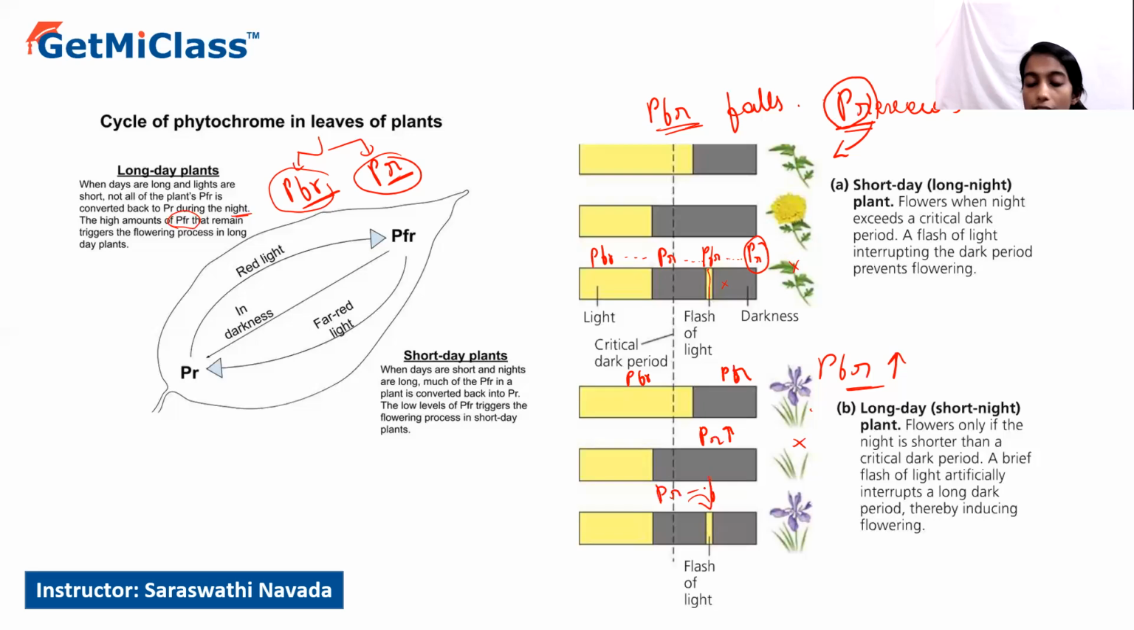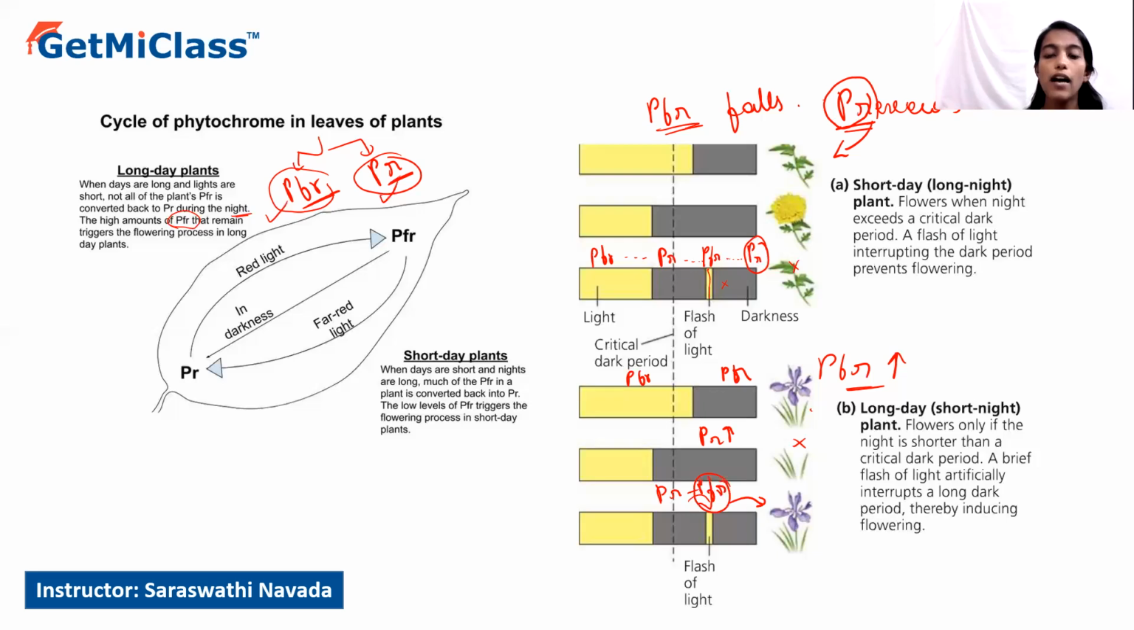Whereas in the third case, if you see a flash of light, it immediately converts the PR form into PFR. As a result, the PFR concentration increases again so that it can induce flowering in the plant. So that is regarding the mechanism of photoperiodism, which depends upon the concentration of PFR as well as the PR form.